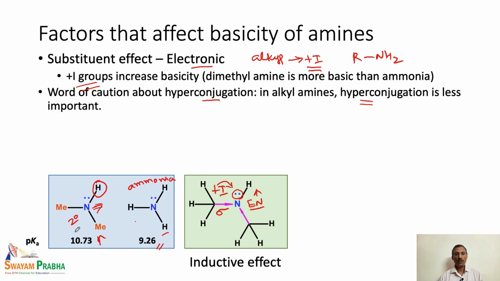In other words, this particular amine is going to be a stronger base compared to the ammonia molecule, because here we do not have the R groups present. So there is no electron donation from the R group towards the nitrogen. So ammonia is going to be a weaker base compared to the secondary amine.